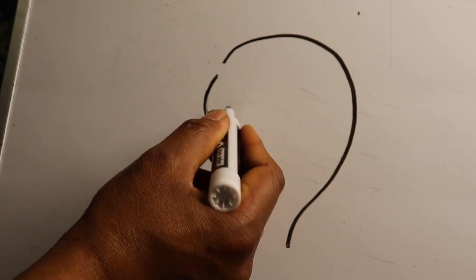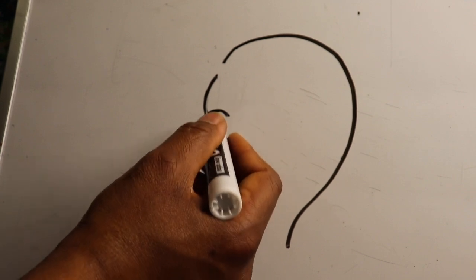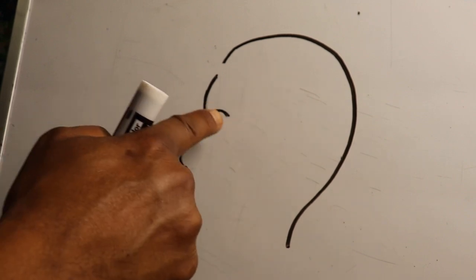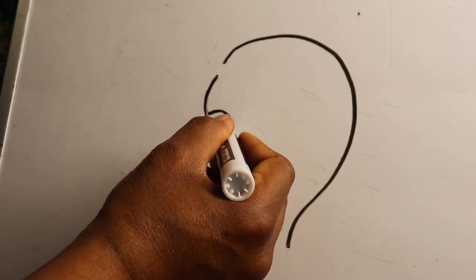Let's continue. That would look like a parenthesis turned in a different direction, rotated. So that's a closed eye, just what you just saw there.